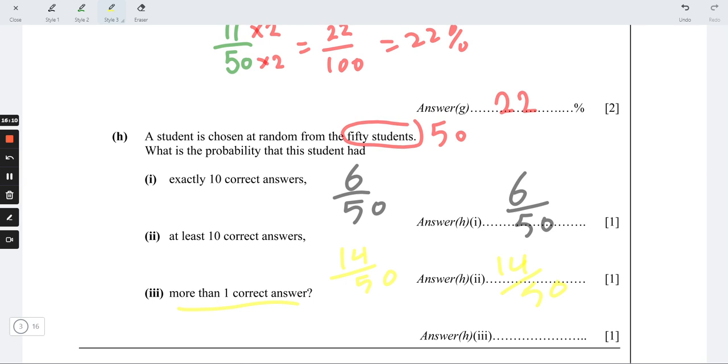Now, more than one correct answer, the number of students is 15 out of 15, which is equal to 100%.